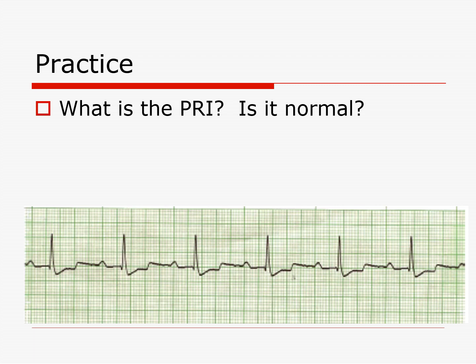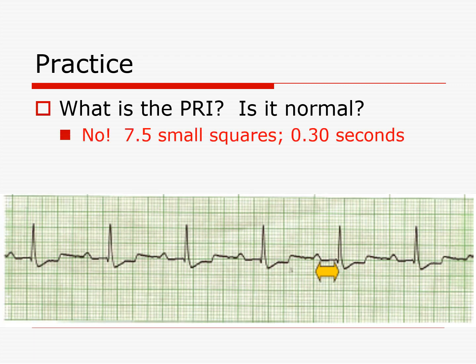We would like to have our PR interval generally about 0.2 or less. So it is not normal. We have 7.5 small squares, so we have a prolonged P to R at about 0.3 seconds.